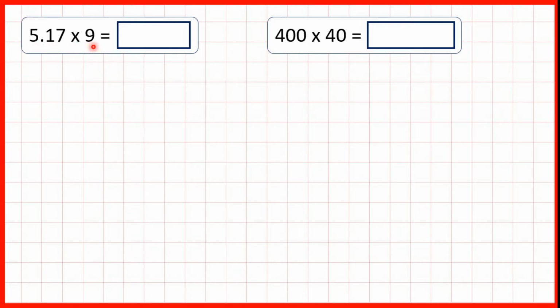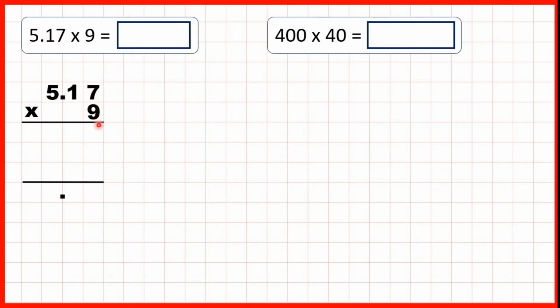5.17 times 9. So we can set this out as a column multiplication. And we have the number with the most digits on the top. So here, it's not the larger number on top because 9 is larger than 5.17, but because 5.17 has 3 digits, that's what goes on top. So now we copy down the decimal point into our answer, and then we can just multiply as we normally would if we had 517 times 9.